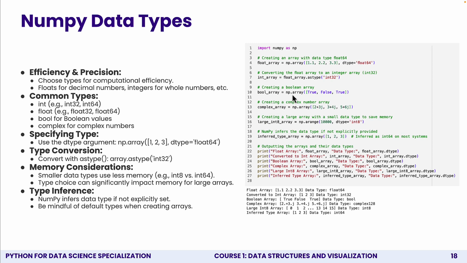Then you have boolean, np.array True, False, False. You can create something similar to this one. It has type bool. And then you can create a complex number using the j symbol, 2 plus 3j here. So this is a Numpy array of complex numbers. And you can create a large array with a small data type, similar to this one. With np.arange, you know what it's about now. It creates values between 0 and 999, as you can see over here.